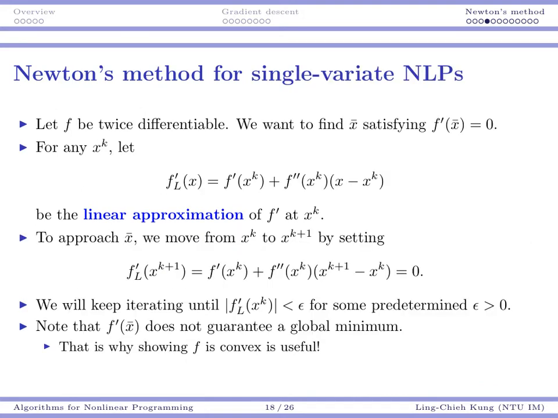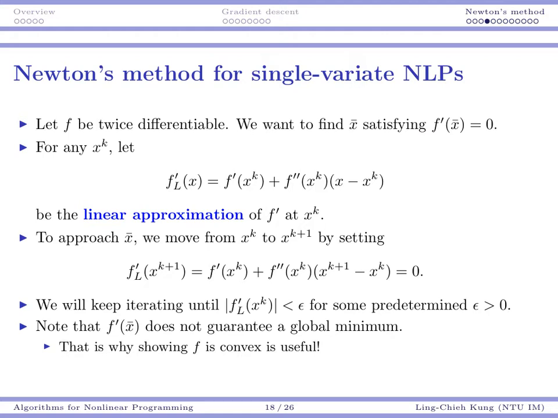Okay, now it's time to do some optimization. So how do we do that? Suppose f is twice differentiable. We want to solve f by finding a global minimum, okay? Or if it's non-convex, then probably a local minimum is good enough. In any case, we are actually searching for a point which is stationary or whose first order condition is satisfied.